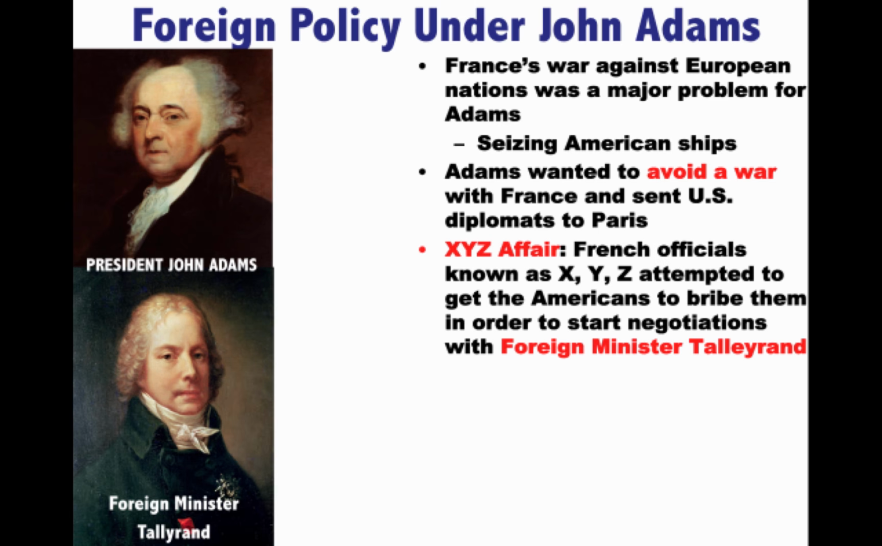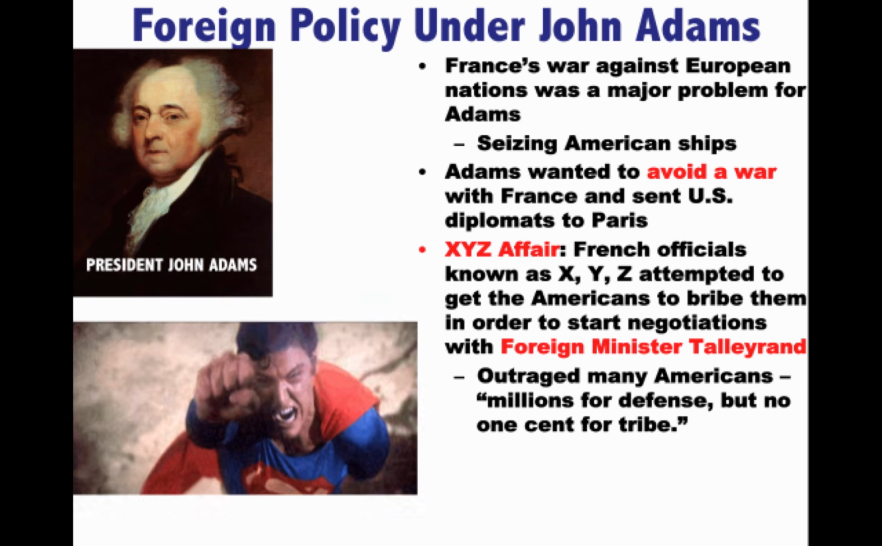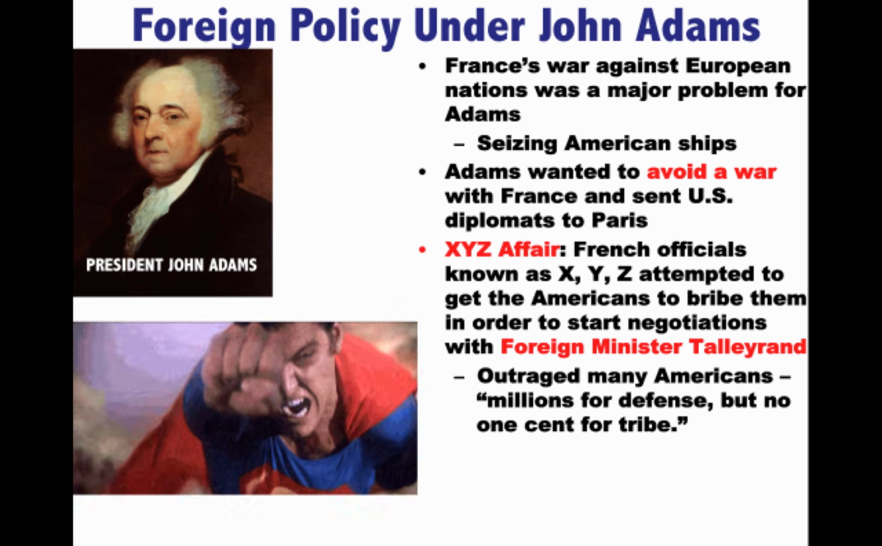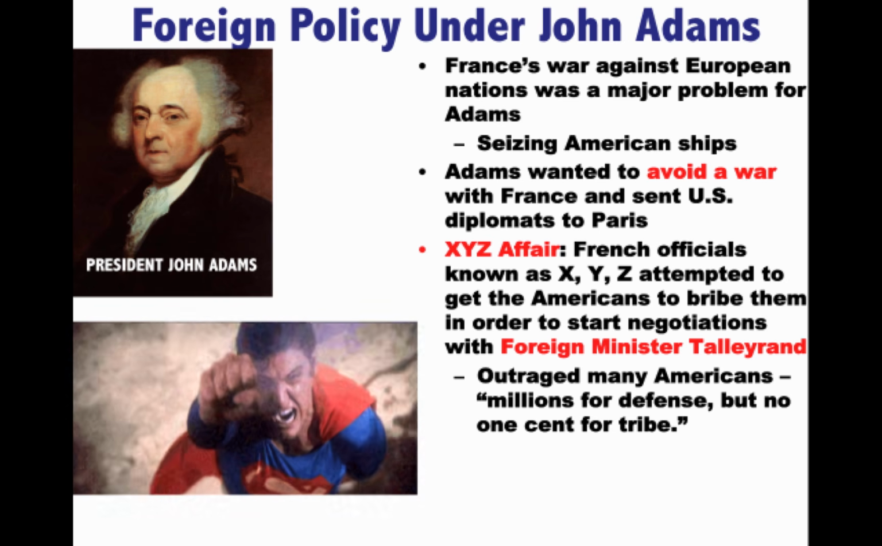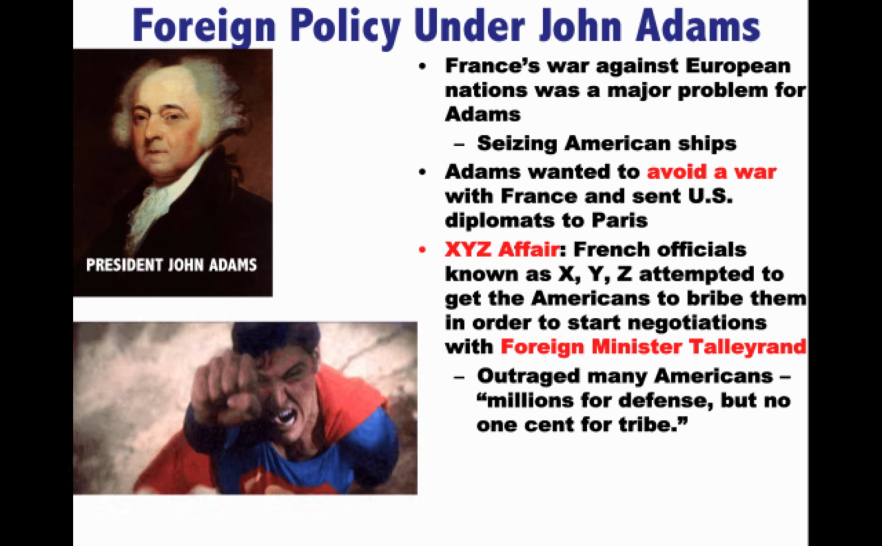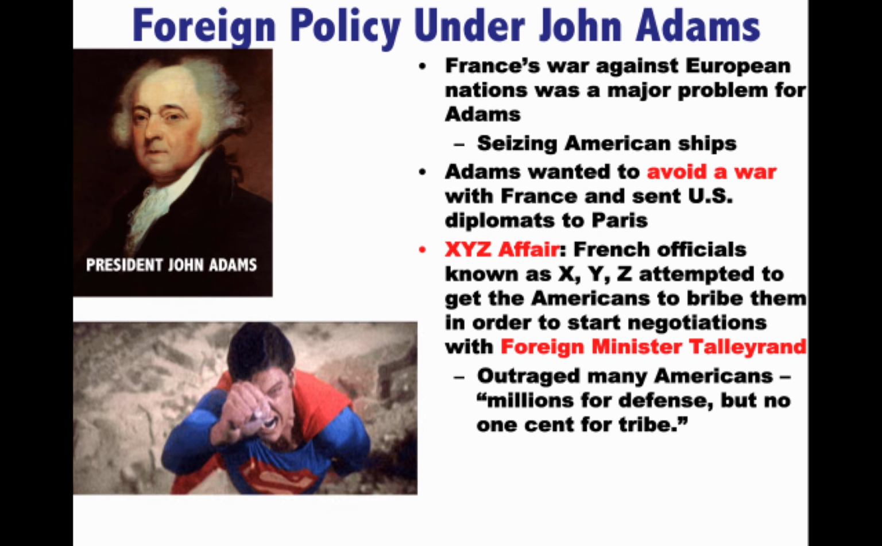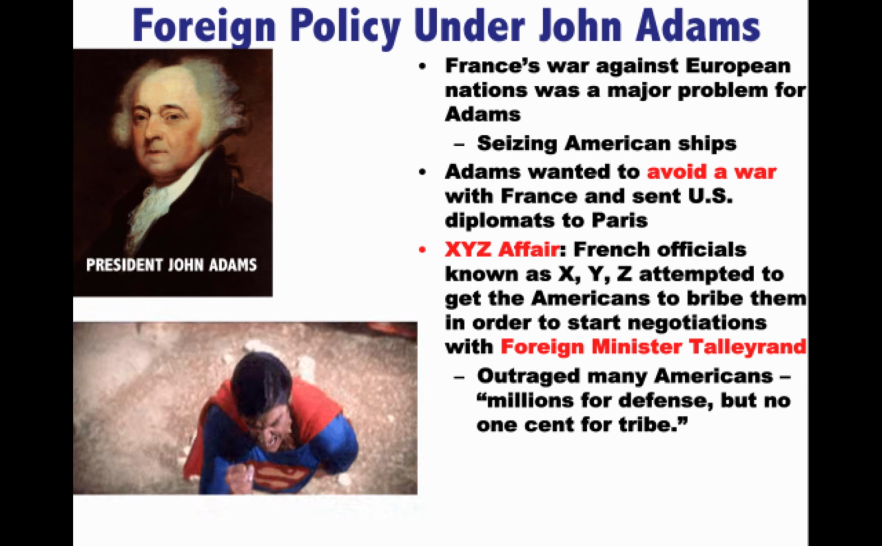This event is known as the XYZ affair because French officials, known only as X, Y, and Z, attempted to get the Americans to bribe them in order to even start negotiations with the French Foreign Minister Talleyrand. They wanted $250,000 just for the right to sit down and talk to the French minister. Needless to say, many Americans were angry over this attempt at a bribe, and you could see the reaction in America in that image right there. This XYZ affair outraged many Americans, and the popular slogan was "Millions for defense, but not 1 cent for tribute." We would not pay to be left alone and to be allowed to be neutral.